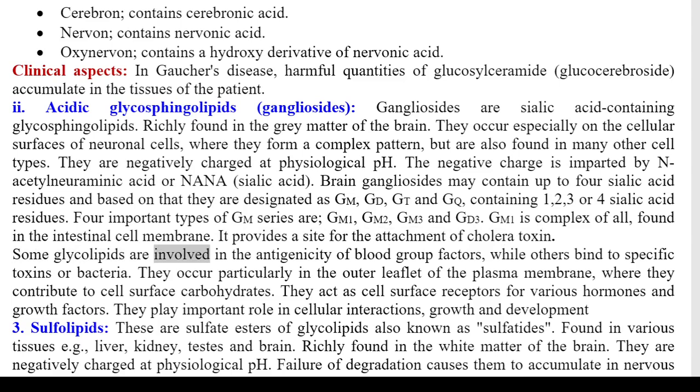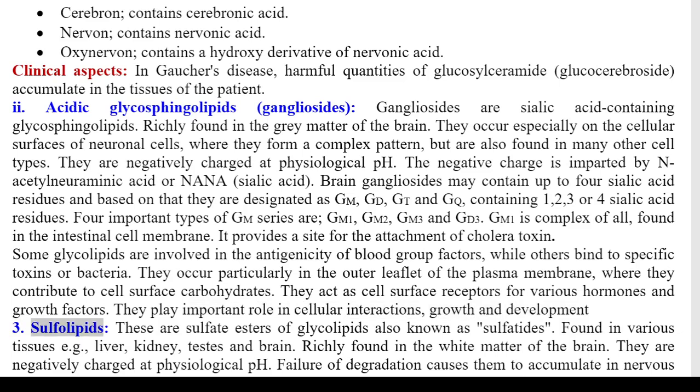Some glycolipids are involved in the antigenicity of blood group factors, while others bind to specific toxins or bacteria. They occur particularly in the outer leaflet of the plasma membrane, where they contribute to cell surface carbohydrates. They act as cell surface receptors for various hormones and growth factors. They play an important role in cellular interactions, growth, and development.